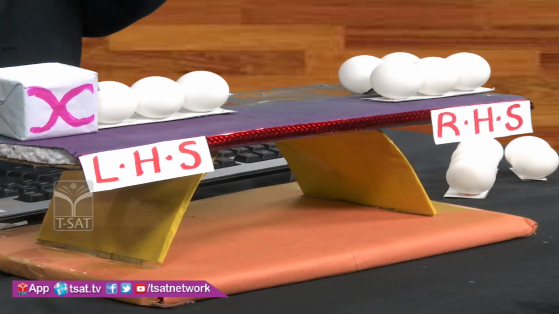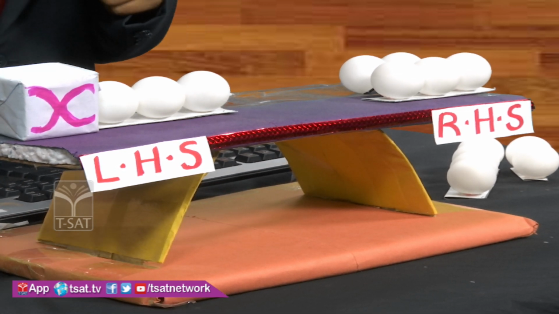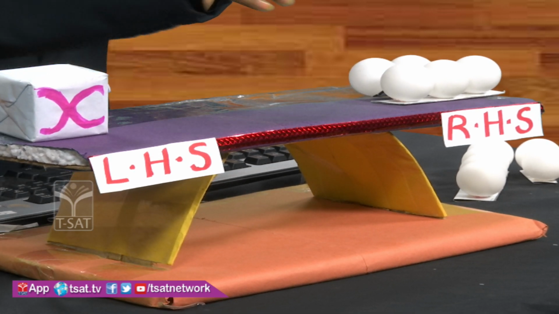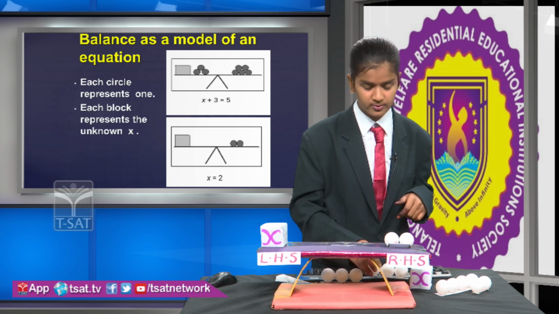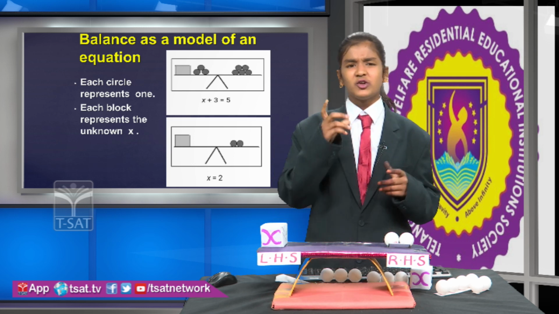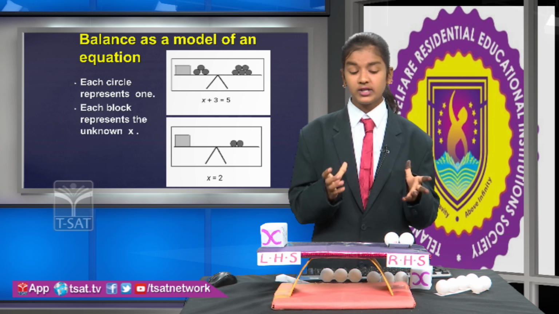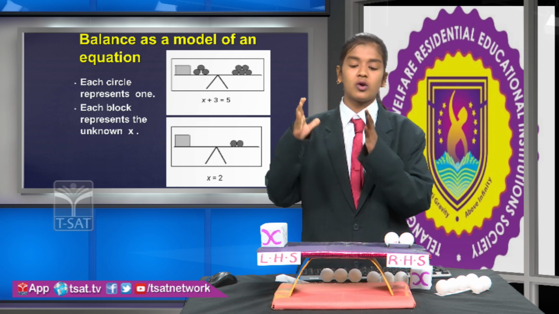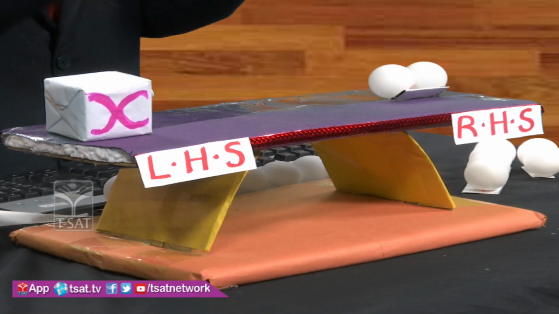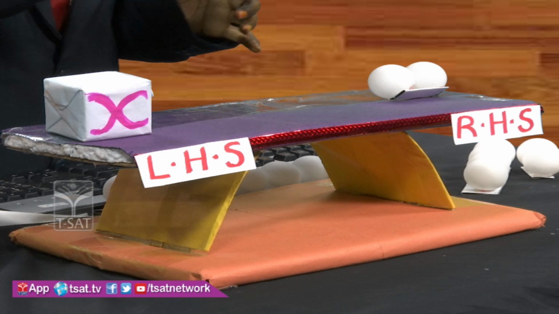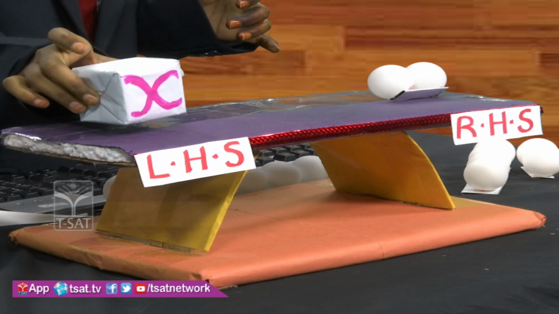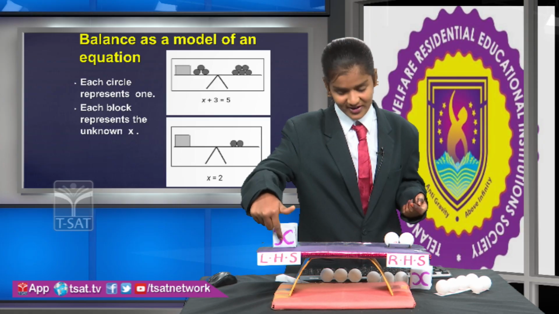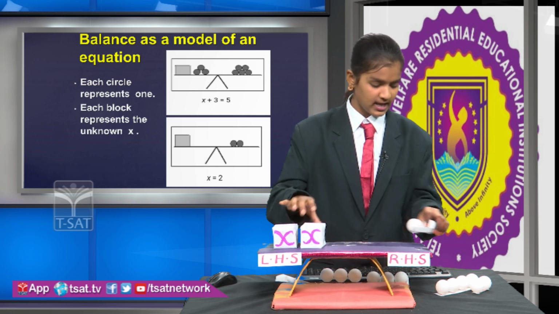So friends, to find the unknown x, let us remove the same things from both sides. So friends, 3 should be removed from the left hand side and 3 should be removed from the right hand side. Friends, do you remember why I should remove 3 balls from both sides? Because whatever I do on the left hand side, it must be done to the right hand side also. So friends, now on the left hand side there is only the unknown x, and on the right hand side there are 2 balls, which means 2. So the value of x is 2. Friends, let us see another example.